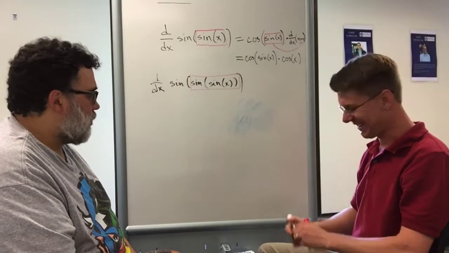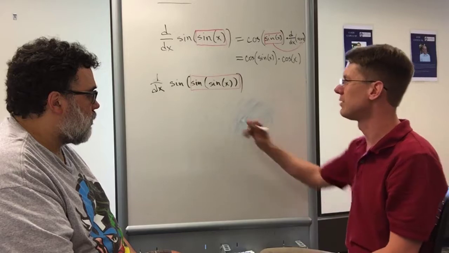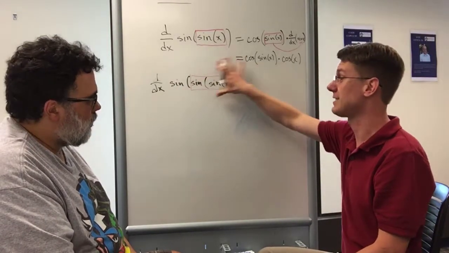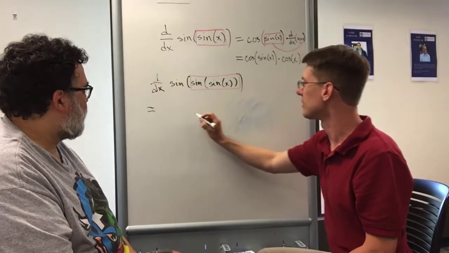All right, let's do this one. I'm going to do exactly the same thing I did up here. I'm going to say derivative of the outside with the inside thing, and I'm just going to close my eyes and not look at the inside thing. Unchanged. I'll write it over here to make sure I've got space.